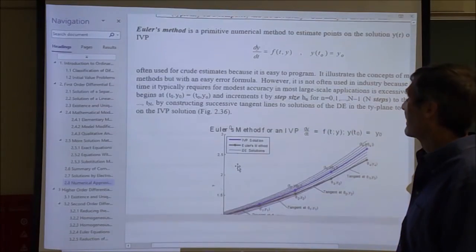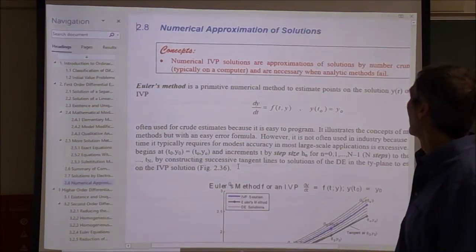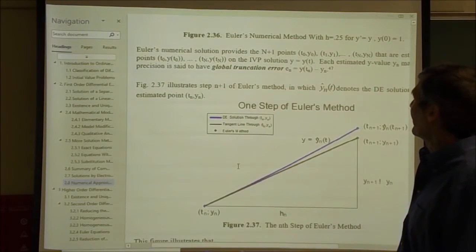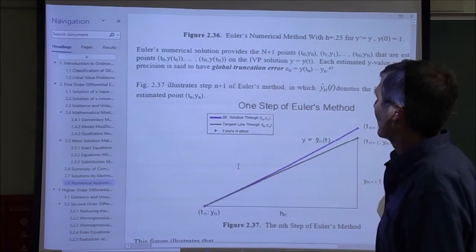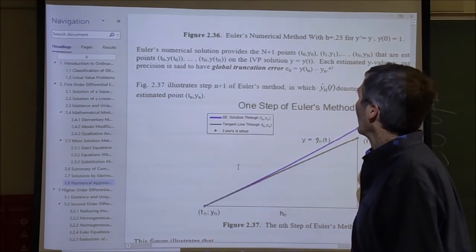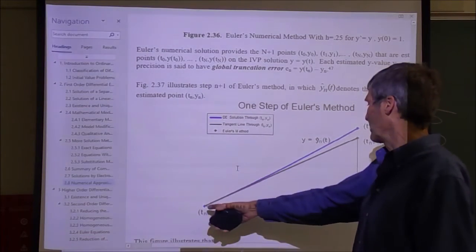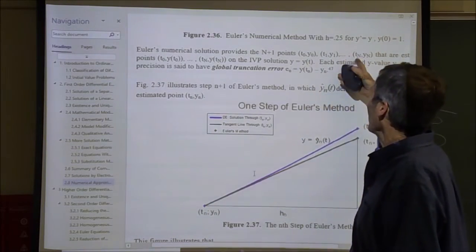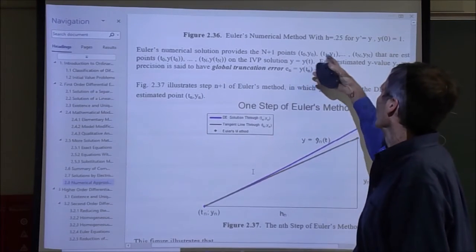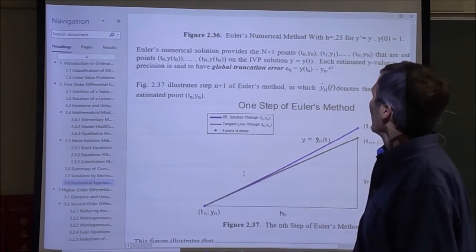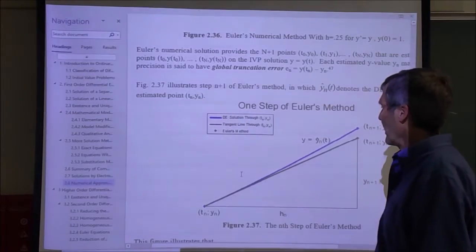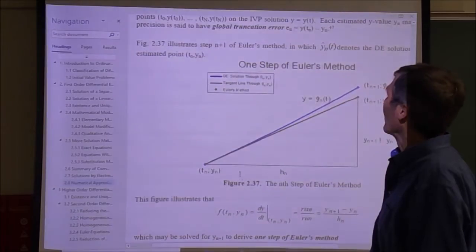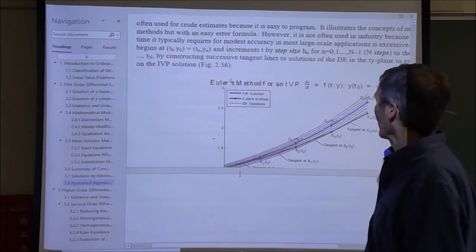We derive the method as follows. Suppose we break an interval on which we want the solution estimated, from t0 to tn, from a to b, with t0 equal to a and tn equal to b. And on each interval, we just take a little step to estimate the solution at the next point. Here's what Euler's method does.